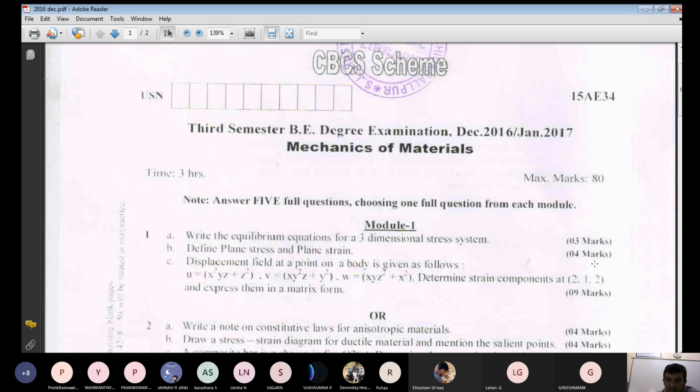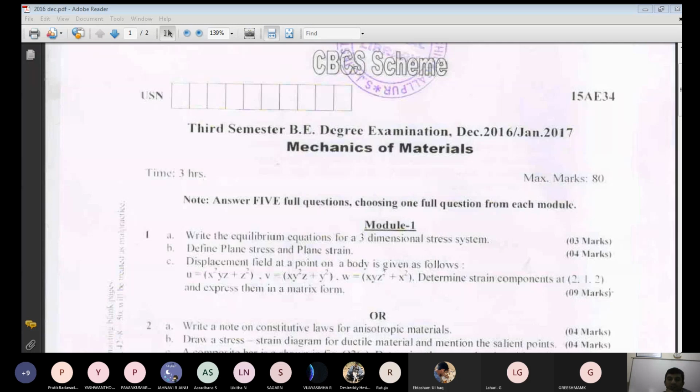Come to 1C. The displacement field at a point on a body is given as follows: u is equal to x square yz plus z square, v is equal to x y square z plus y square, and w is equal to x y z square plus x square. Determine the strain components at 2, 1, 2 and express them in matrix form. 9 marks.